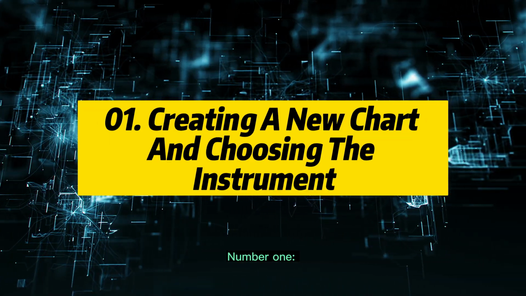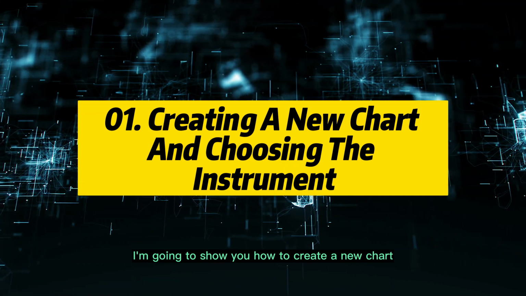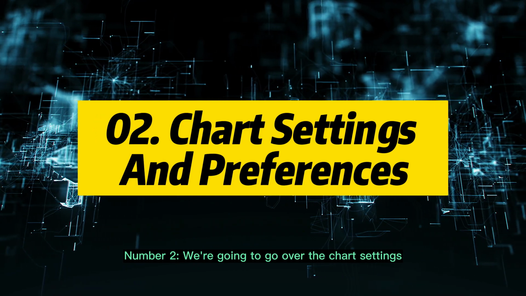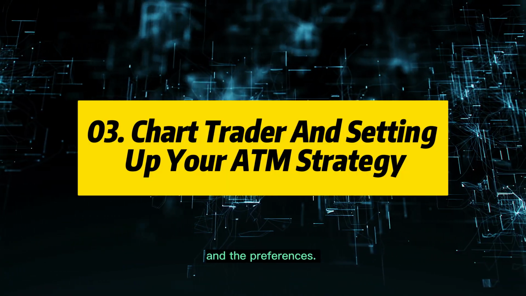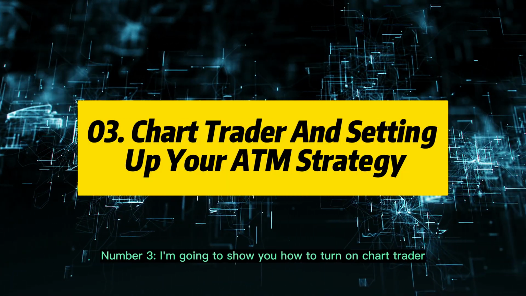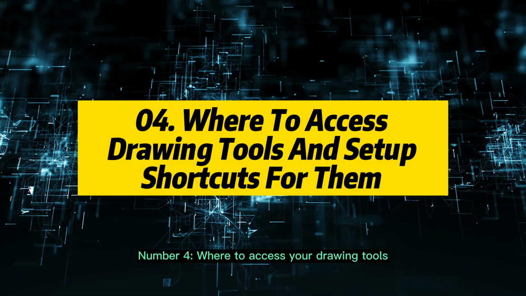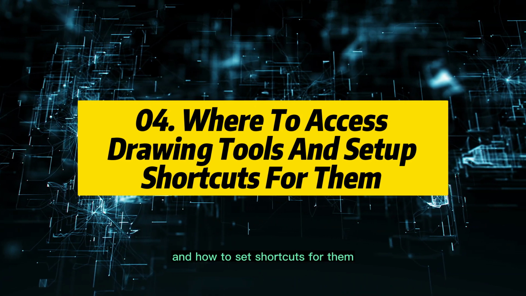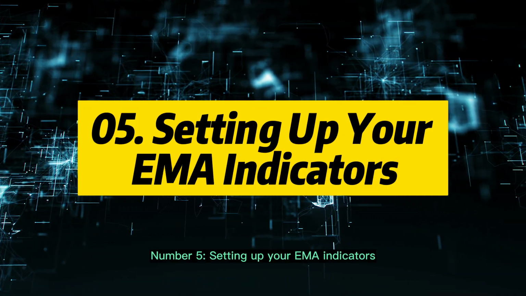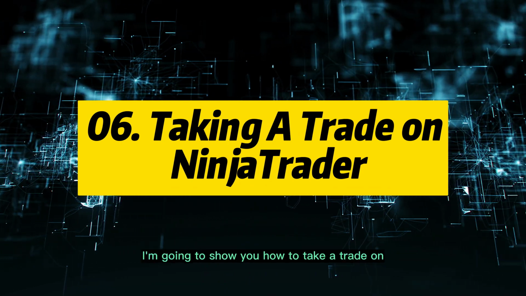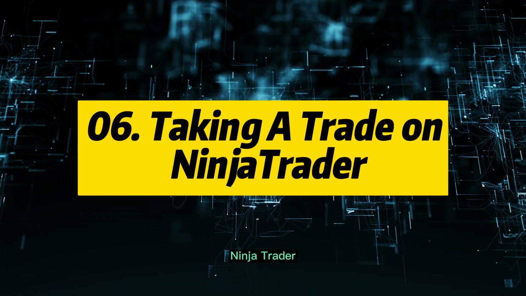Number one, I'm going to show you how to create a new chart and how to choose your instrument. Number two, we're going to go over the chart settings and the preferences. Number three, I'm going to show you how to turn on Chart Trader and setting up your ATM strategy. Number four, where to access your drawing tools and how to set shortcuts for them. Number five, setting up your EMA indicators. And finally, number six, I'm going to show you how to take a trade on Ninjatrader.